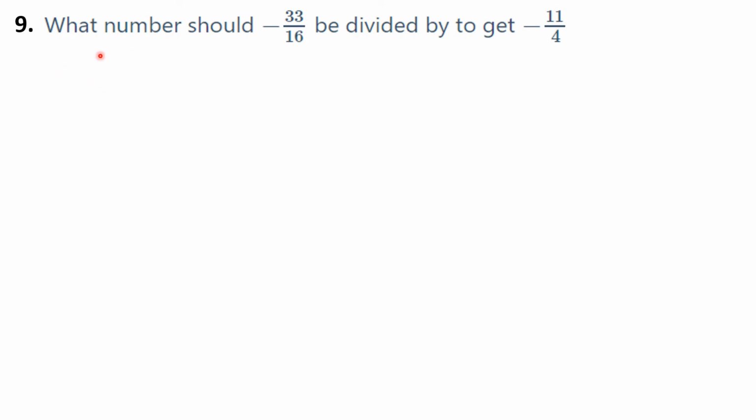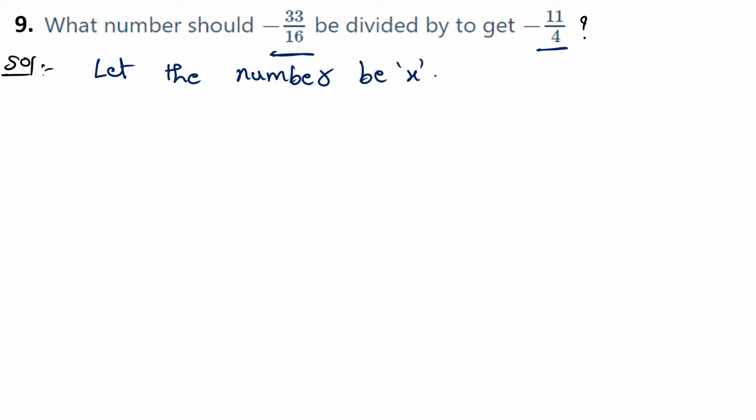Question number 9. What number should minus 33 by 16 be divided by to get minus 11 by 4? So let us write the solution, children. Look at that carefully. Here they have given what number should minus 33 by 16 be divided by to get minus 11 by 4. So let the number be x. Write that, let the number be x. So by the problem, they have given that.